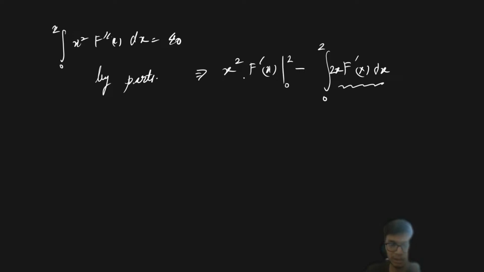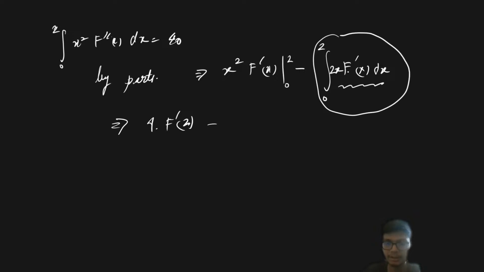But first of all, let us try to evaluate this expression. So this expression is going to be 4 times f dash of 2, minus 2 times x into f dash of x. X into f dash of x is basically already given in the question, and that is given as 6. So this particular part is going to be minus 2 into 6, and this is given as equal to 40.